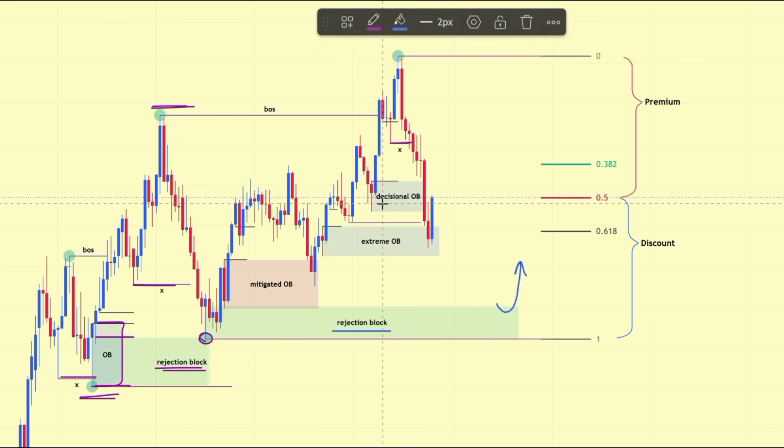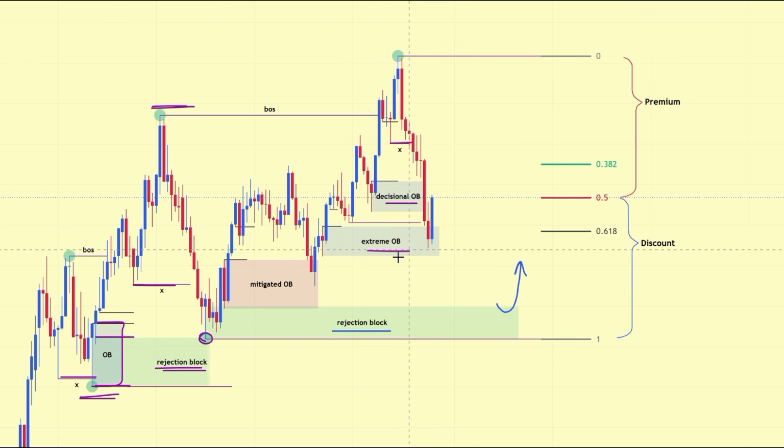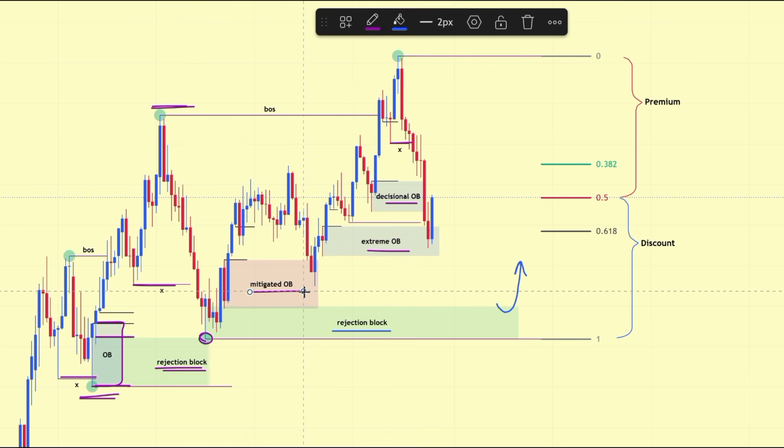Of course, the decision order block, price failed that, and price is currently at the extreme order block, and we can clearly see this bullish reaction, price respecting the extreme order block. Okay, so we can clearly see this would have been our extreme order block if price had not mitigated this order block. Anyway, this here is the candle that took out the previous bearish candle low, and that is the rejection block.